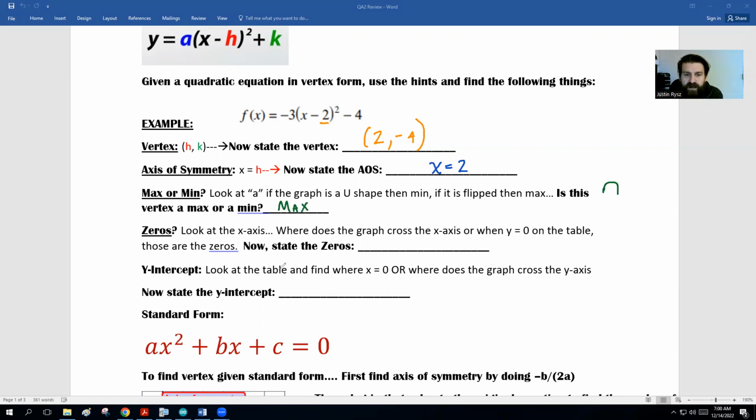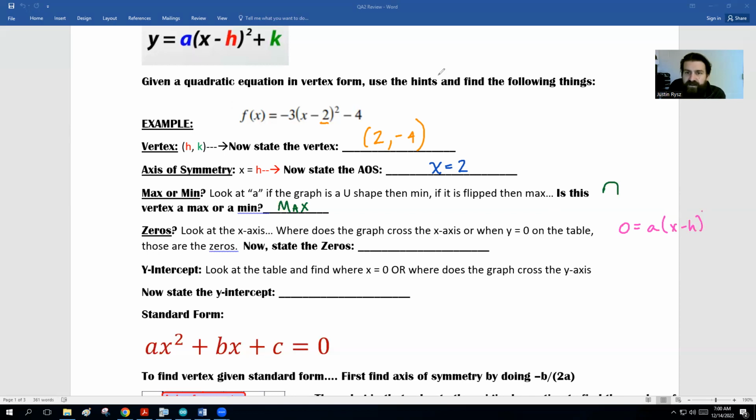Then we want to look at the zeros. The zeros are where the graph crosses the x-axis, or when y equals 0. We're going to try to figure that out. If we have a graphing calculator, we can pretty much just plug this in and get our answer. If not, we've got to do a little bit of math here. So for the zeros, we're going to make y equal to 0, and we're going to solve for x.